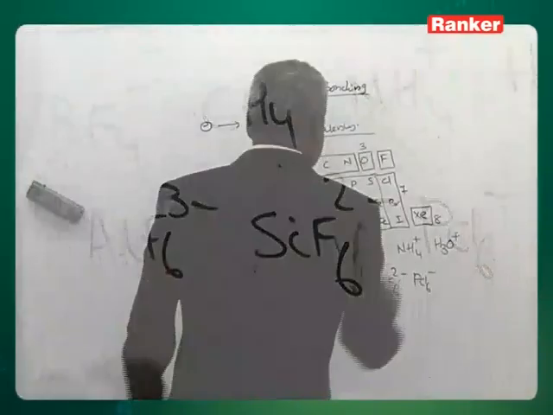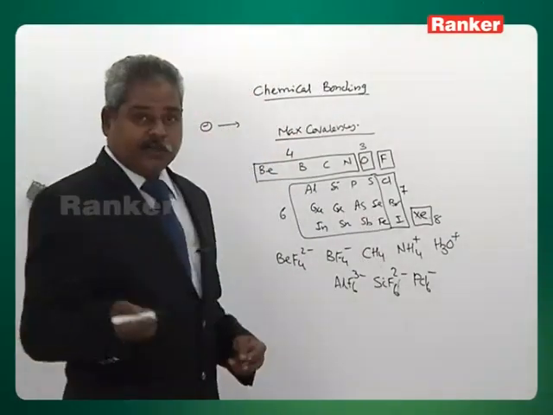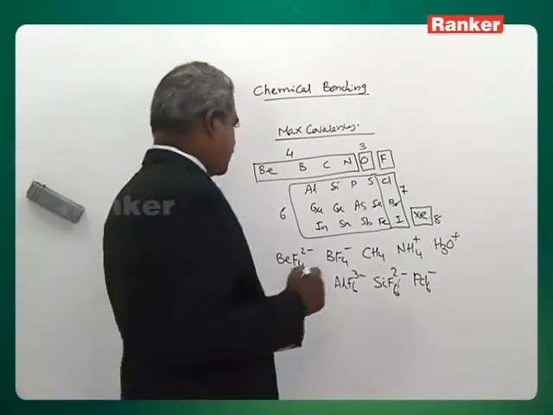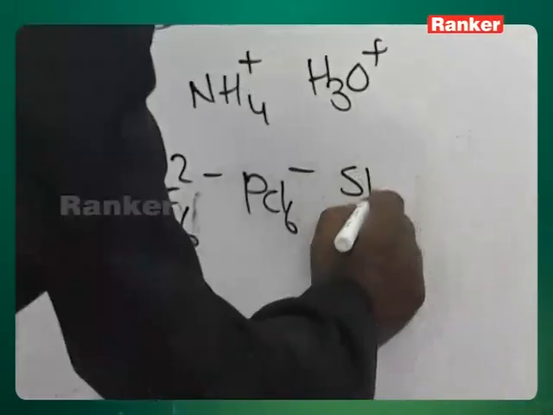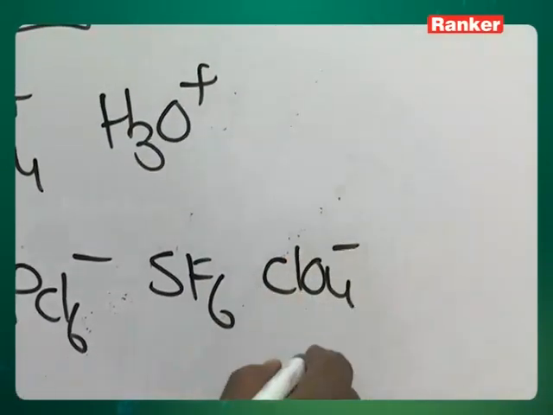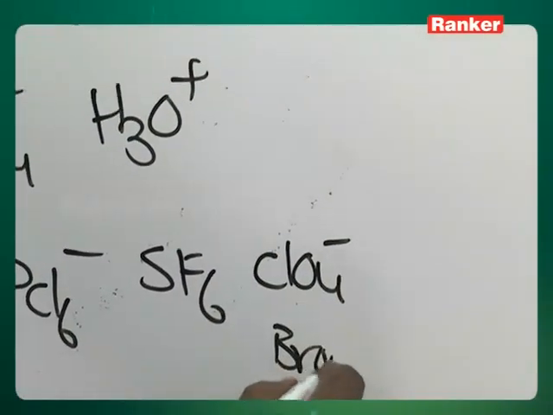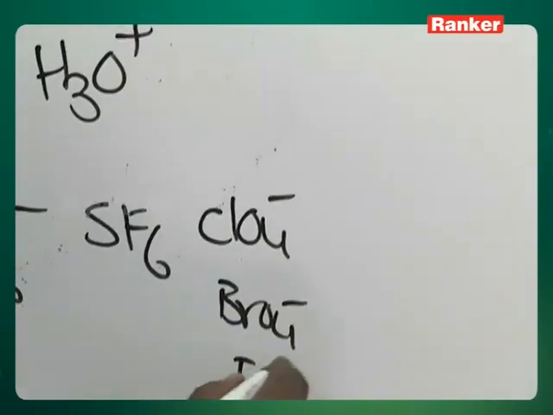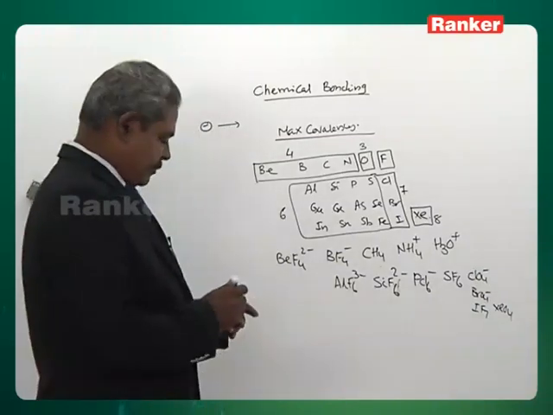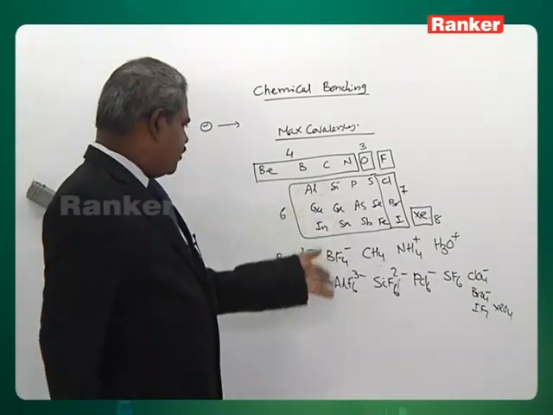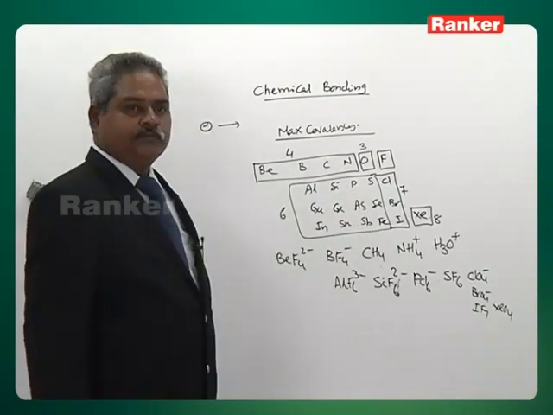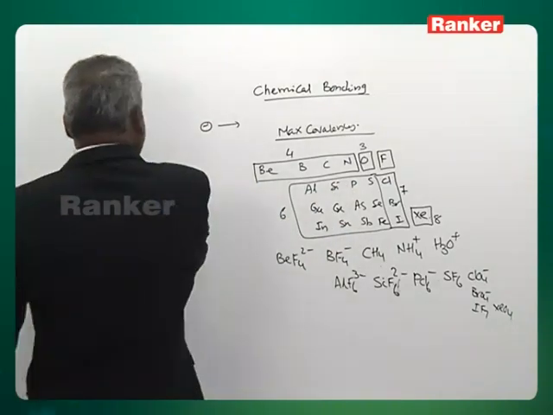PCl6 minus. Fifth group forming 6 bonds means one pair has been accepted from others. Sulfur SF6, chlorine ClO4 minus, bromine BrO4 minus, iodine IF7, xenon XeO4. These are the examples of maximum covalency. You can imitate all the others like this. That can be continued.